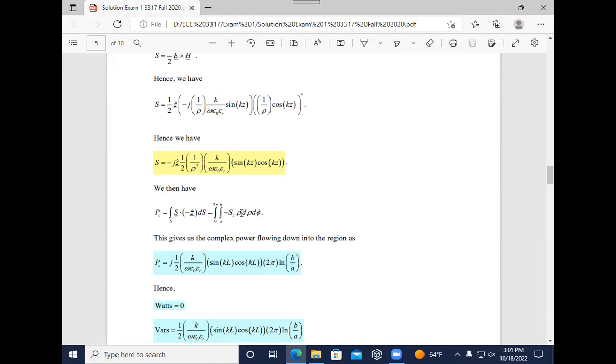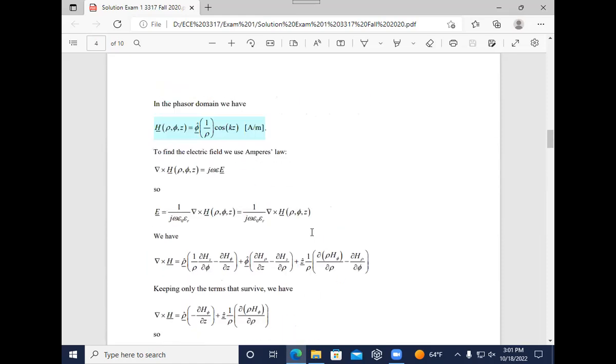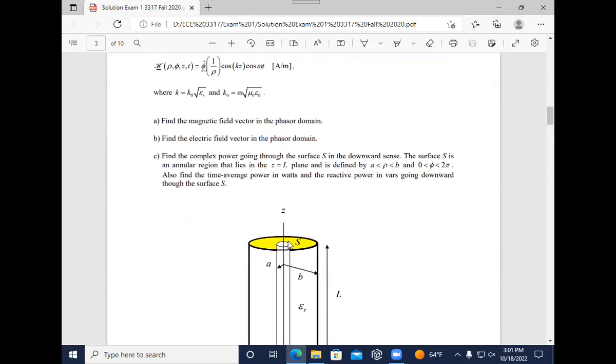Are you asking about this? How do you calculate this area? How do we set up this area integral? Okay, so now we're integrating over the surface S, which is here. Let's just read it here. Find the time average power in watts and reactive power in VARs going downward through the surface S. So downward means going like this. So the unit normal should first of all be in the negative z hat direction, right?